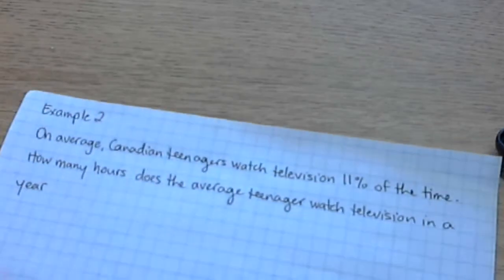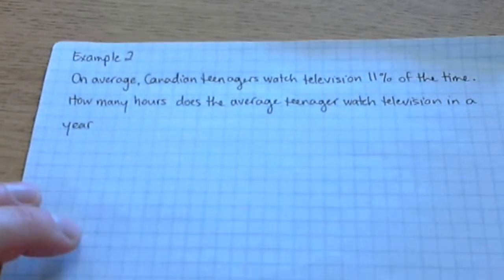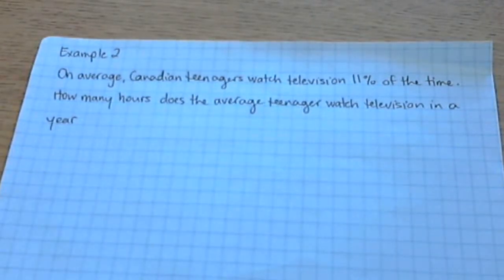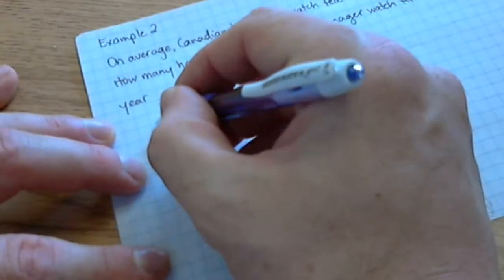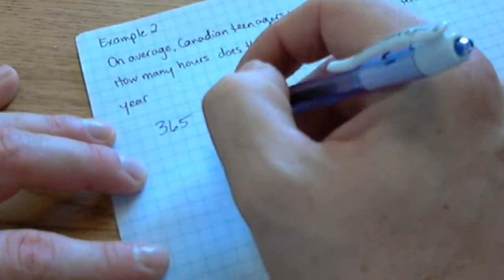The next example that we're going to go through is this one. And it says, on average, Canadian teenagers watch television 11% of the time. So then how many hours does the average teenager watch television? So we need to figure out, first of all, how many hours there are in a year. Okay? So we're going to assume that an average year has 365 days.